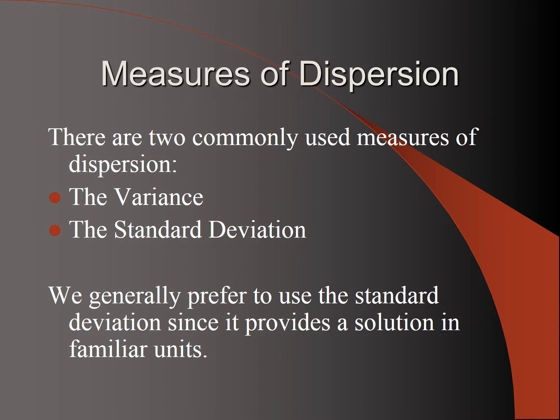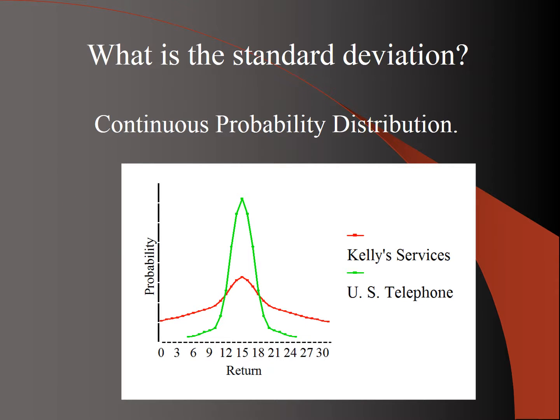So here are our two measures of dispersion, the variance and the standard deviation. Just like I said, we're going to take the square root of the variance to get to the standard deviation and use the standard deviation as our final answer. So exactly what are we calculating when we calculate the standard deviation? What does the standard deviation mean? What does it tell us?